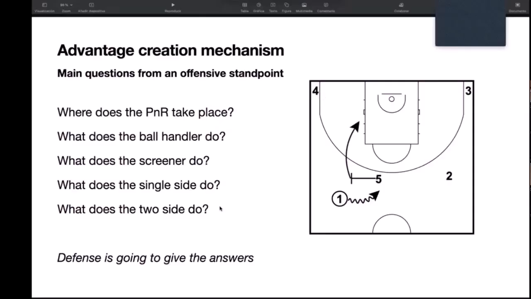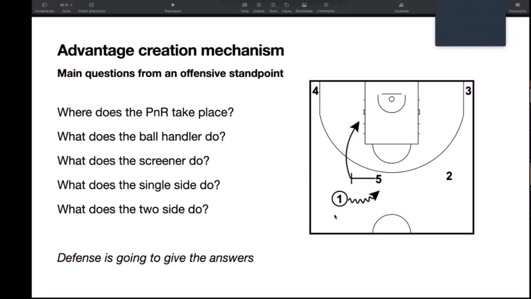What does the two side do? Do we want them to space? Do we want them to support? Do we want them to cut? Do we want them to flare or drift? What are they doing? But overall, I think the defense will give us the answers.